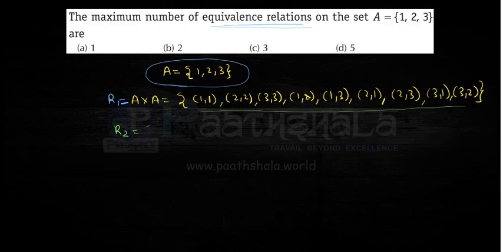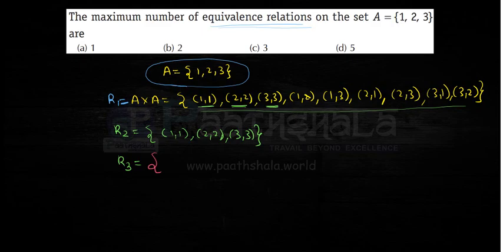Now we will consider only the reflexive part, that is only the relation from A to A, meaning all elements separately. That is (1,1), (2,2), (3,3). We know that if identical pairs are there, then those relations are reflexive, symmetric and transitive as well. So this is the case of an equivalence relation as well.